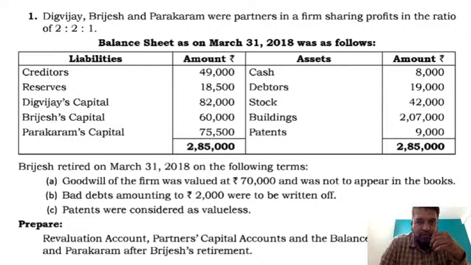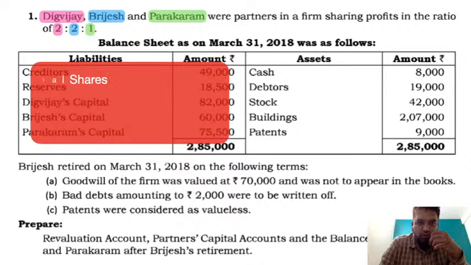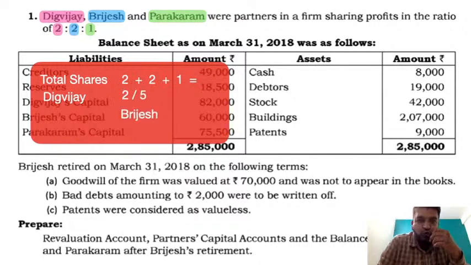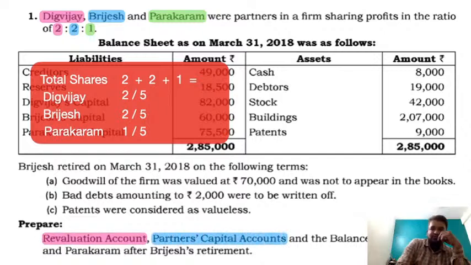Now, as you can see, there are three partners involved in this business: Digvijay, who gets two portions, Brijesh gets two portions, and Parakram gets one portion. That's 2 is to 2 is to 1. So the total shares are 5, 2 plus 2 plus 1, which is 5. Digvijay gets 2 out of 5, Brijesh gets 2 out of 5, and Parakram gets 1 out of 5. That's the profit sharing ratio.